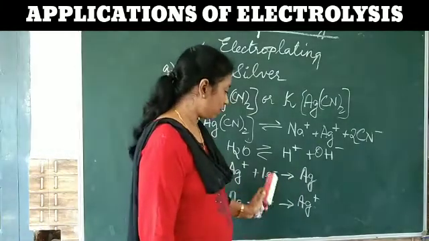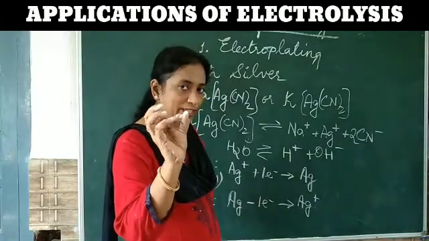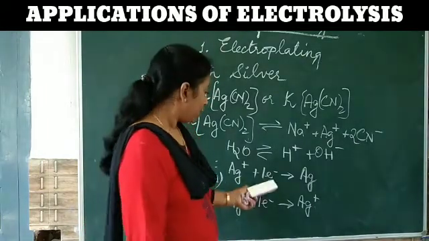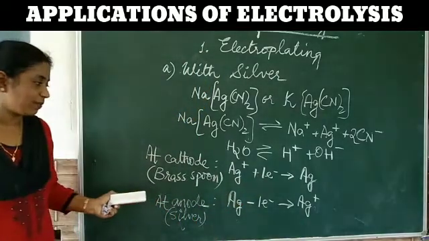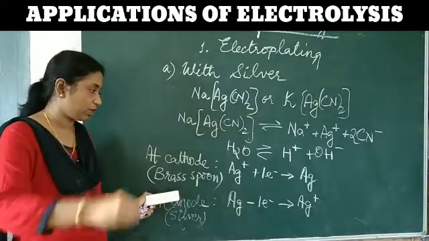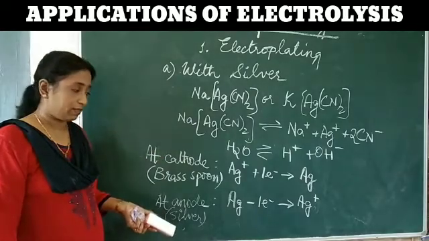So what will happen to the mass of the anode? The mass of the anode will go on becoming smaller and smaller, and then we have to replace the anode. And what will happen to the mass of the brass spoon, or the cathode? The brass spoon will get heavier and heavier because silver is going on depositing on it. So this is electroplating with silver, children.